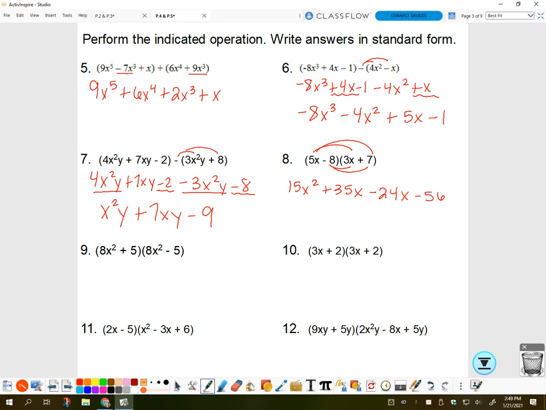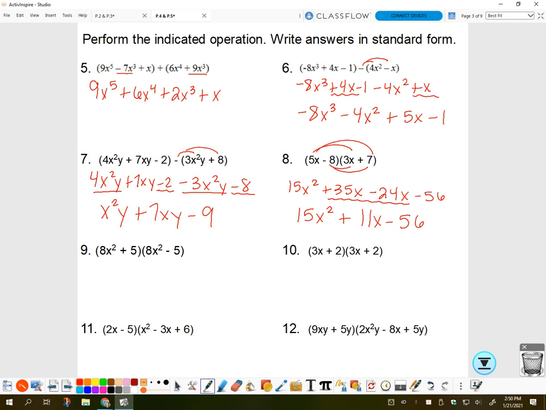All right, so then you're going to combine your like terms. So let's see, this x squared doesn't have anybody that matches. But when you look at these guys, you can put those together because they're both just an x. So 35 minus 24 is 11. And then keep your negative 56. And we're done with that one.